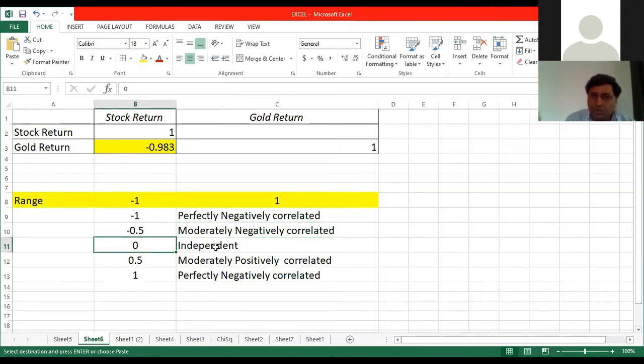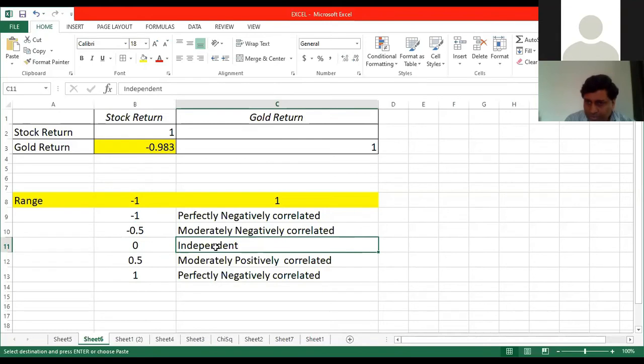If the value comes out to be 0 or maybe 0.1 or minus 0.1, we call it no association between two variables. It means both variables are independent in nature and there is no association, meaning they are not moving in a particular fashion together. Their togetherness is not there; there is no association in that.